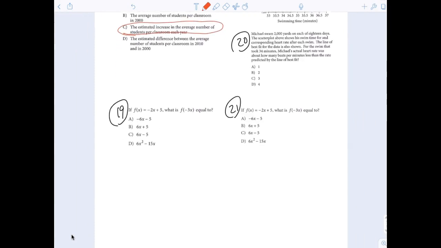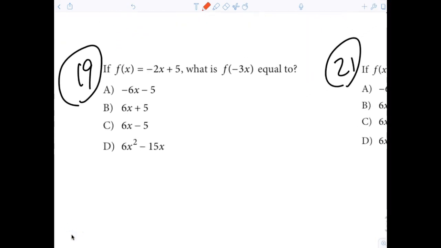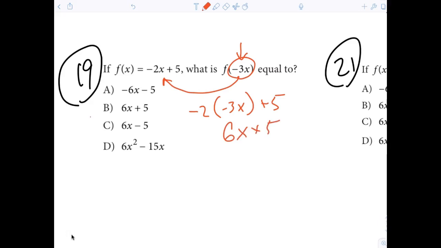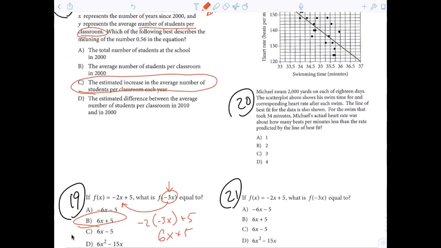And let's take a look at 19. Anybody get this? All right, so now this represents the what? The x value. So you put this in for x: -2(-3x) plus 5. That's what that means. You're replacing x with -3x. So my answer is what? 6x plus 5, which would be B. All right, here we go. Let's check out just a few more before we get started.